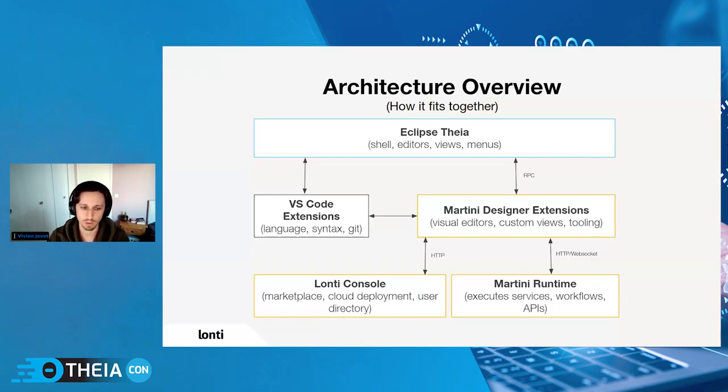And finally, we also have external systems like the Lonti console that serves as a marketplace that does the cloud deployment to things like hosted version of the runtime or the online Martini workspace. And it also serves as a user directory for APIs.